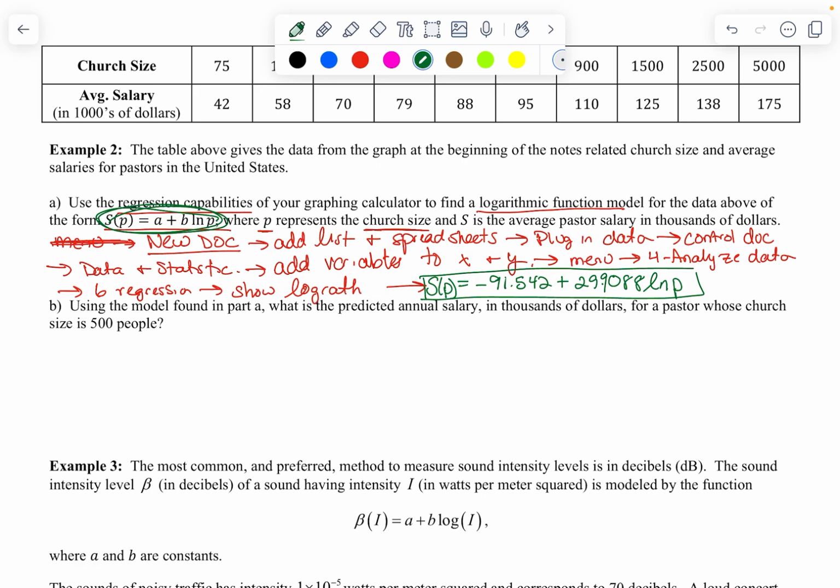Now that we have our function, we're going to use the model that we found in part A. And what is the predicted annual salary? So what is S of P when P is equal to 500 people? So basically you're solving for S of 500 using your function.